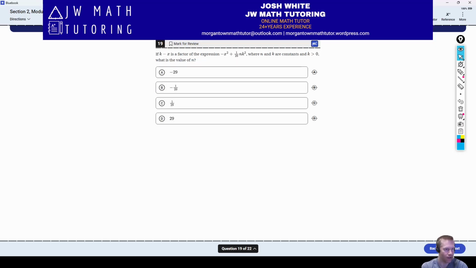All right, next question. This one, you are given a quadratic expression and told that this thing is a factor of it. What does the value of n have to be? Okay, so the theoretical way to do this is to notice that if you rearrange this and you put the k squared term first and the x squared term second, and you want k minus x to be a factor, notice there's no middle term here. There's no kx term here. It's just k squared and x squared.